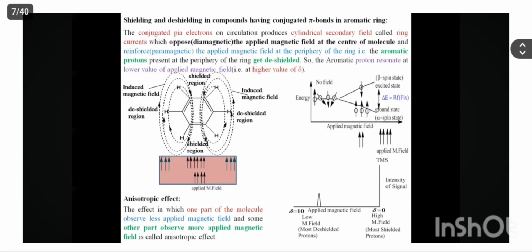Shielding and de-shielding in compounds having conjugated pi bonds in aromatic ring. The conjugated pi electrons on circulation produce cylindrical secondary field called ring currents, which oppose the applied magnetic field in the center of molecule and reinforce the applied magnetic field at the periphery of ring. Aromatic protons present at the periphery of ring get de-shielded. So the aromatic proton resonates at lower value of applied magnetic field.